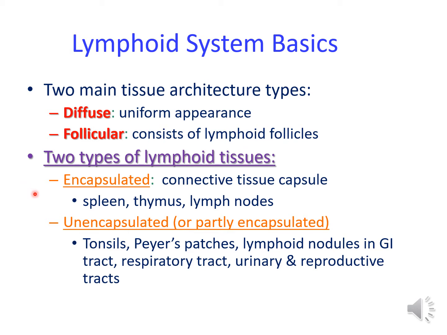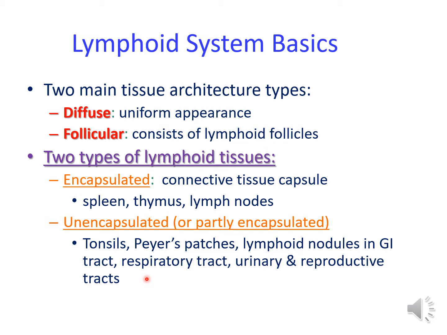And according to the covering of the connective tissue they can be encapsulated and they can be unencapsulated or partly encapsulated. Encapsulated means that they have a complete connective tissue covering, and the examples are spleen, thymus and lymph nodes. So we see their structure, they are covered by capsule, while unencapsulated structures are tonsils, Peyer's patches in the ileum, lymphoid nodules in the gastrointestinal tract, in the respiratory tract, urinary and reproductive tracts, and they are not completely covered by capsule. That's why they are known as unencapsulated.